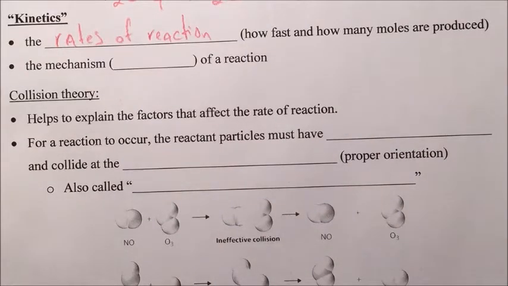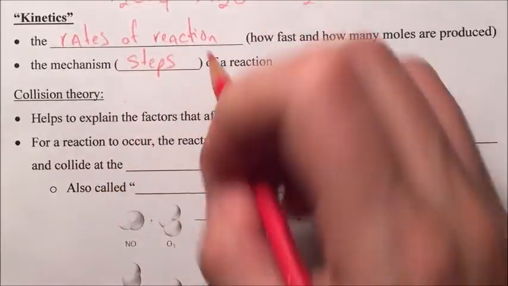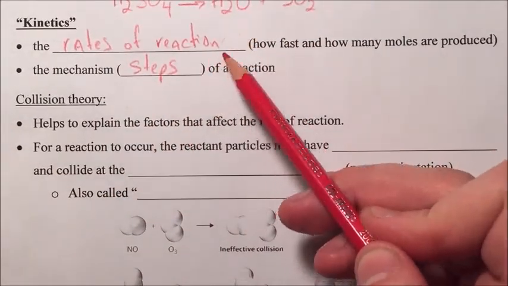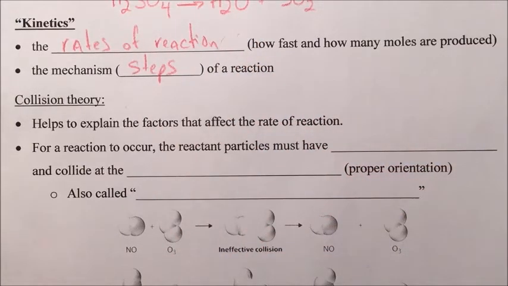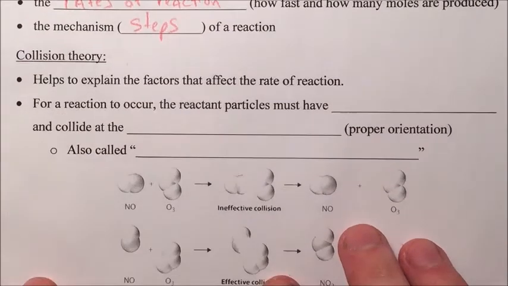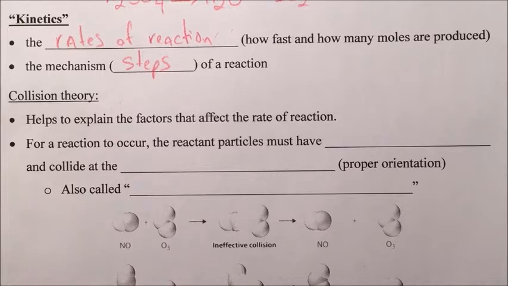So kinetics is a branch of chemistry that is concerned with the rates of chemical reactions. What I mean by rates is how fast and how many moles are produced. Also, kinetics deals with explaining the mechanism or steps of a reaction. So kinetics deals with these two things here, which is going to be the focus of this unit. The way that we explain kinetics is through the collision theory. The collision theory is used to explain the factors that affect the rate of reaction.